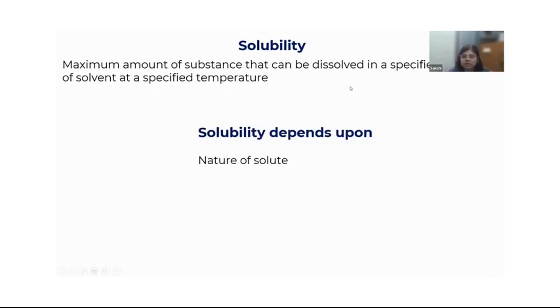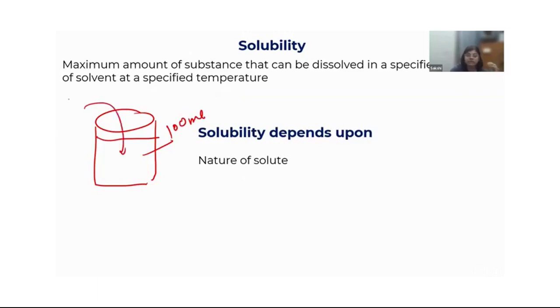So solubility is the maximum amount of substance that can be dissolved in a specified amount of solvent at a specific temperature. Let me give you an example. If you have a beaker with 100 ml of water, and you dissolve sugar in this, the maximum amount of sugar that you can dissolve in this 100 ml of water, that is the solubility, right?